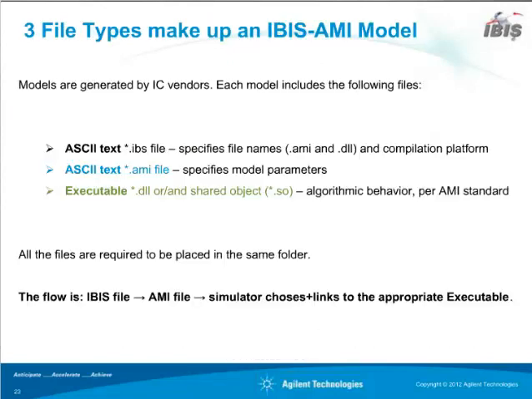So here are the three file types. I'll just go into a little detail here. Three file types for IBIS AMI. There's the .ibis file, which is the ASCII text file. There is a new ASCII text file called the .ami file, and that specifies the model parameters, and that's what's used by the simulator to access the model. And there is also the executable, which contains the algorithmic behavior per the AMI standard. These three file types will be transported as a group that constitutes the model. So if someone talks about an IBIS AMI model, it is really three files.